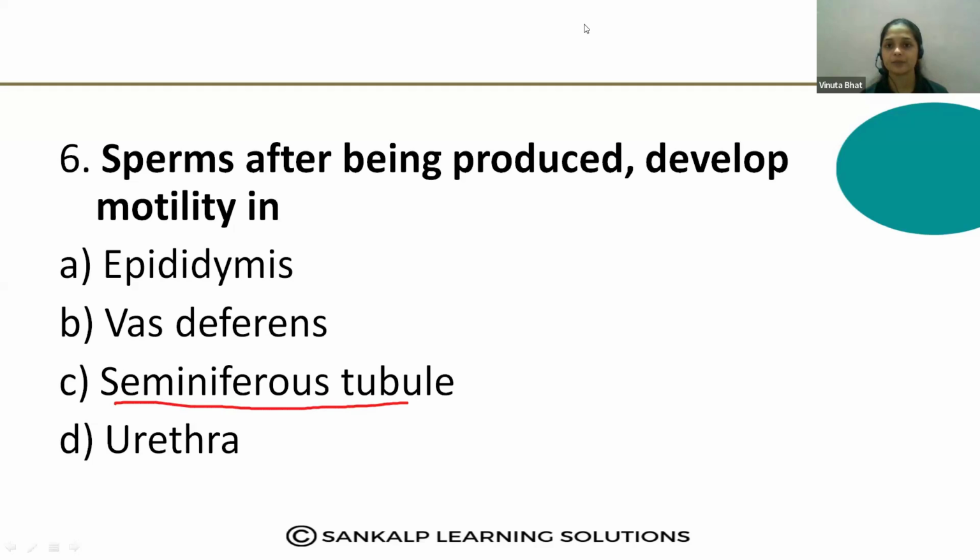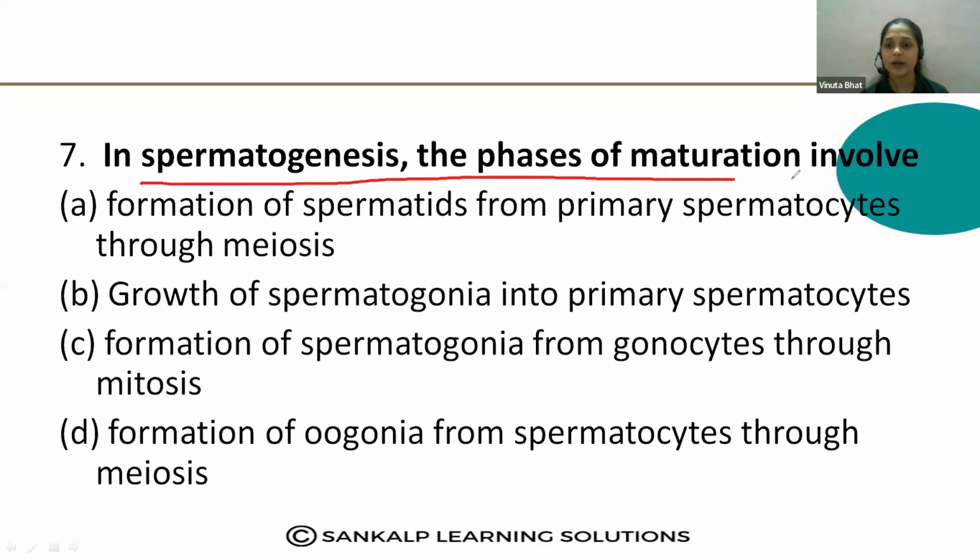Next one. In spermatogenesis, the phases of maturation involve. So already we have three stages, three phases. What is the third phase? Already we have studied the three phases: growth phase, maturation phase, and the multiplication phase. So these are the three phases. So what does the maturation phase involve?